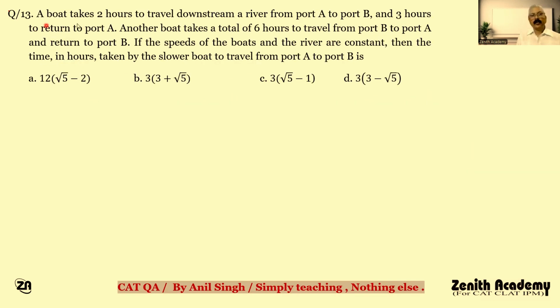In this question, a boat takes 2 hours to travel downstream a river from port A to port B and 3 hours to return to port A. Another boat takes a total of 6 hours to travel from port B to port A and return to port B. If the speeds of the boats and the river are constant, then the time in hours taken by the slower boat to travel from port A to port B is to be found out.